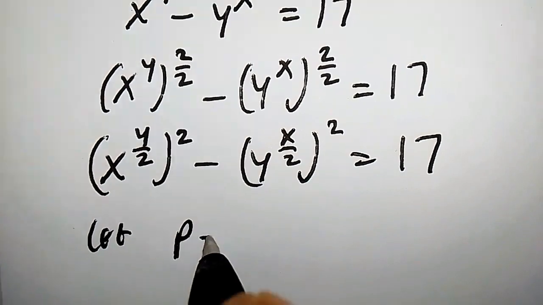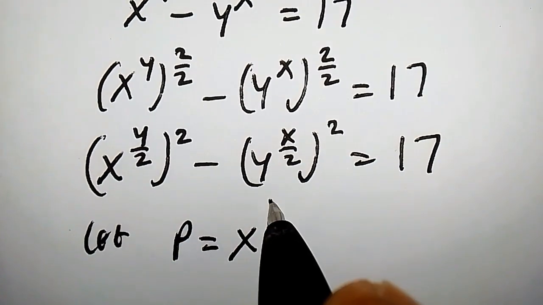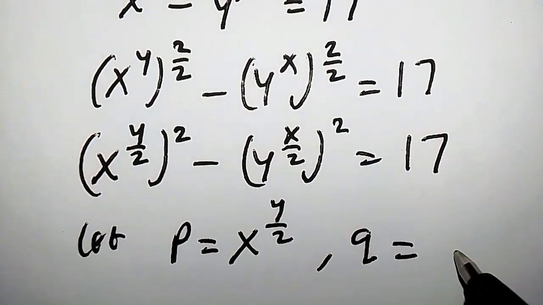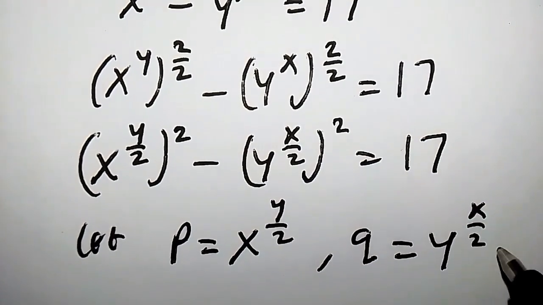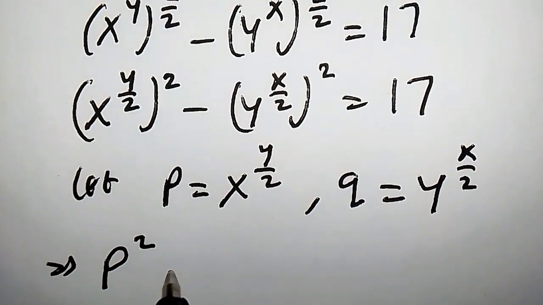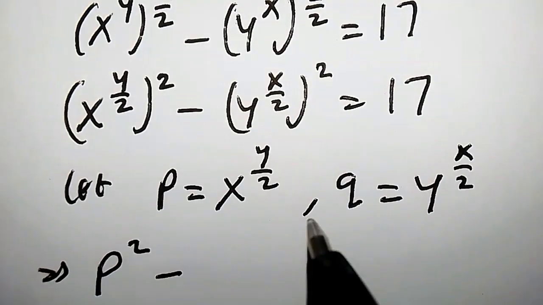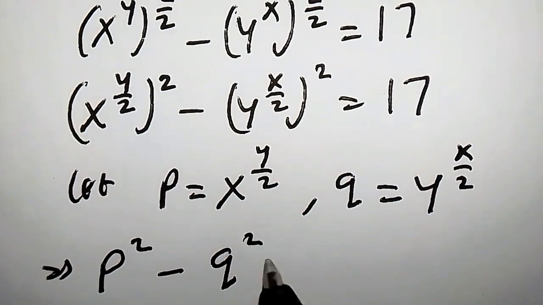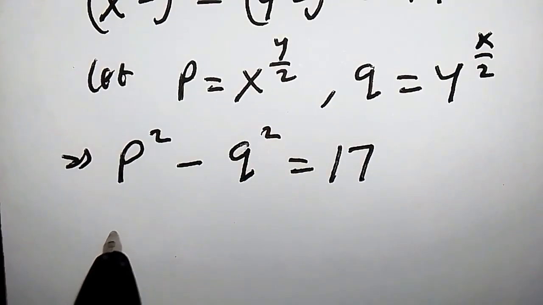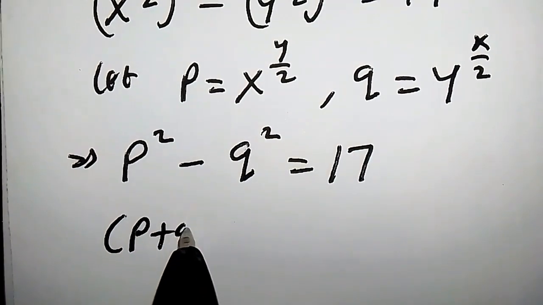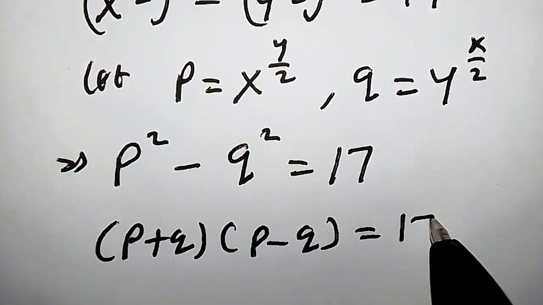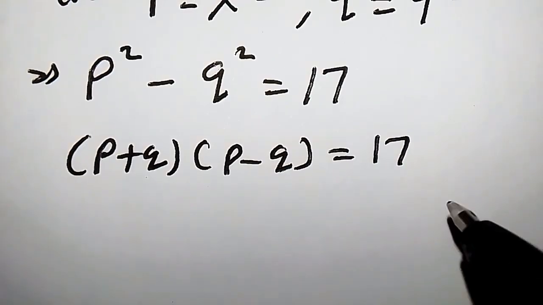Let p equal x raised to y over 2 and q equal y raised to x over 2. This means that in place of this, we just write p square minus, and in place of this, we also write q square, equal to 17. p square minus q square is a difference of two squares, which is p plus q times p minus q equal to 17. Firstly, let's consider 17.